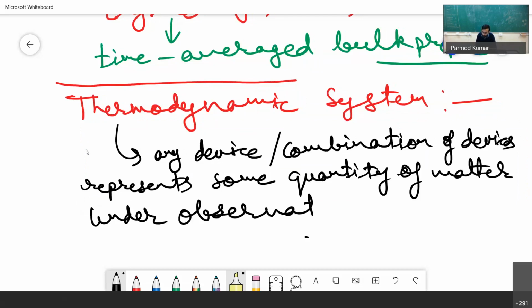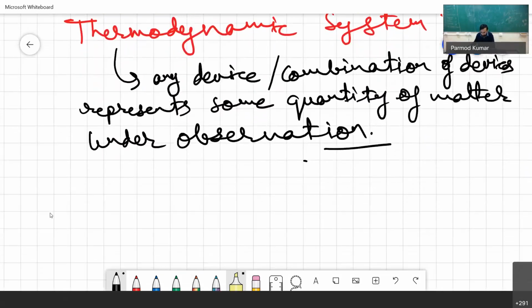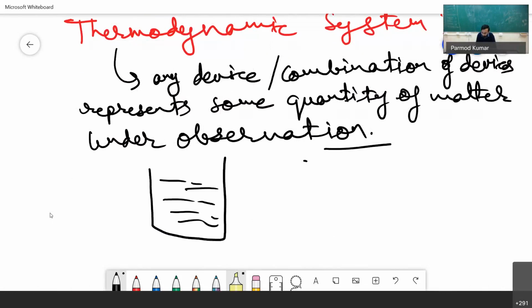So that particular entity is something which is called our thermodynamic system. Okay, so for example, we start with a very fundamental example. Let us consider that you are boiling or heating water in a container, so you have some water. Let us consider initially the temperature of the water was 25 degrees Celsius.